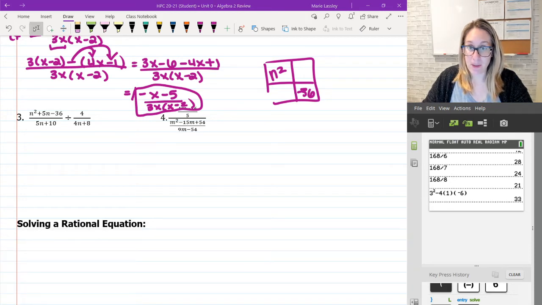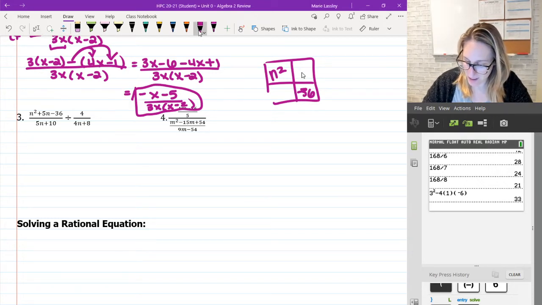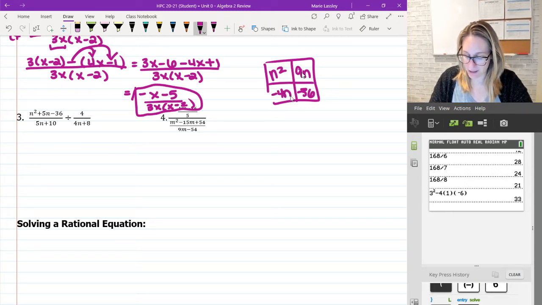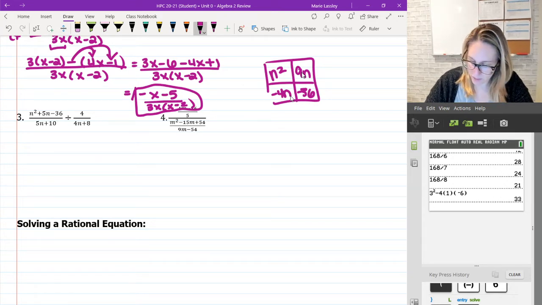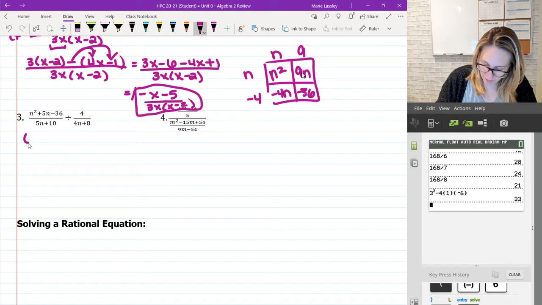All right, so my 2 numbers, the ones I'm thinking of are 9 and 4, sorry. All right, so 9 and 4, and the 5 is positive, so that means I want the 9 to be positive. So 9n and then a minus 4n, right? Because 9 times negative 4 is negative 36, and 9 plus negative 4 is positive 5. Cool, so then I just do my box. All right, so over here, I can rewrite my numerator as n plus 9 times n minus 4 all over.